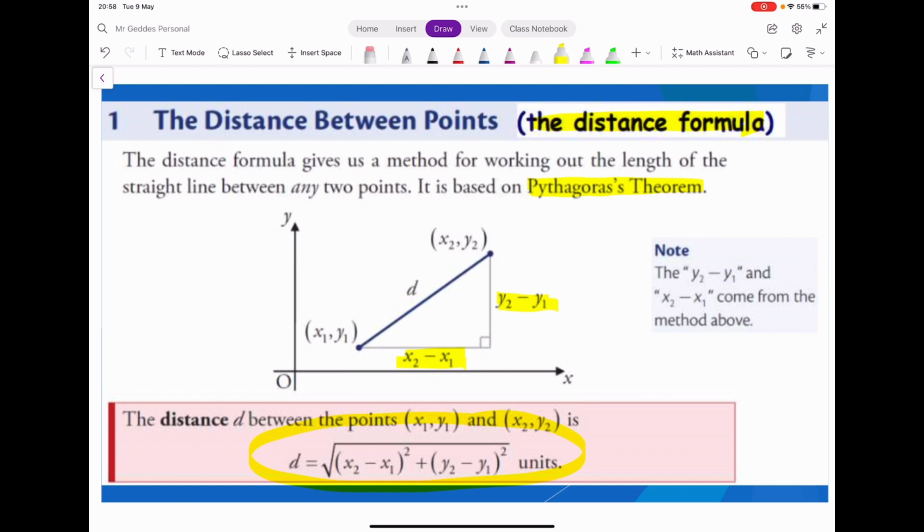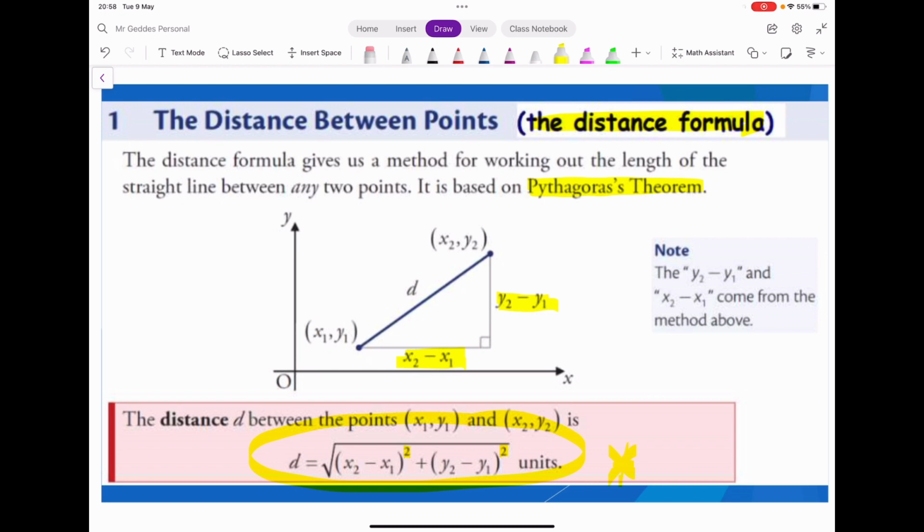If we do that and we square them, as you can see down here in the formula, so find the difference in the vertical, find the difference in the horizontal, square them, and then find the square root. And you can see that at work down here. The distance is the square root of x2 minus x1 all squared plus y2 minus y1 all squared. Now, as I say, it looks complicated, but it's actually really straightforward when you try it.